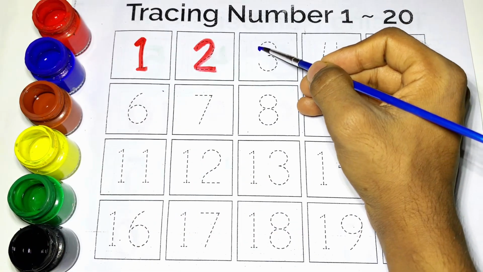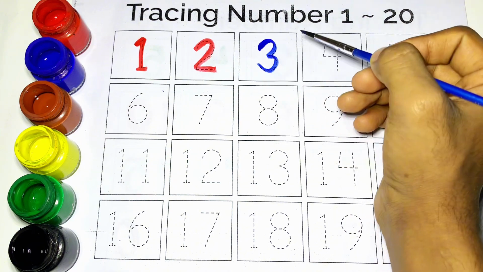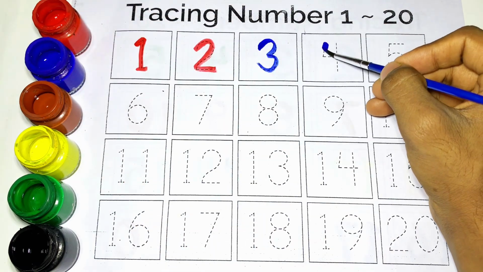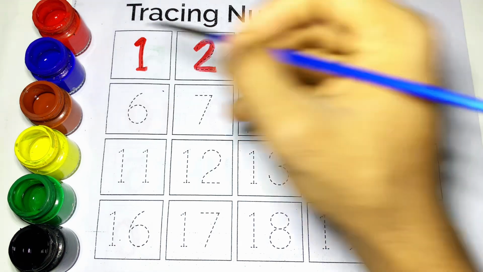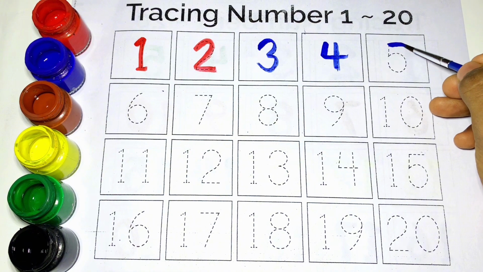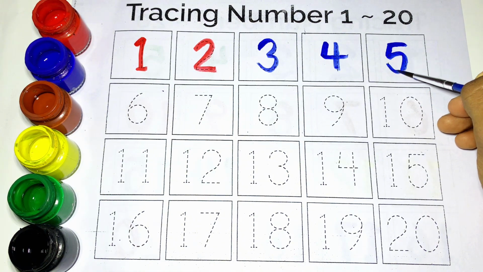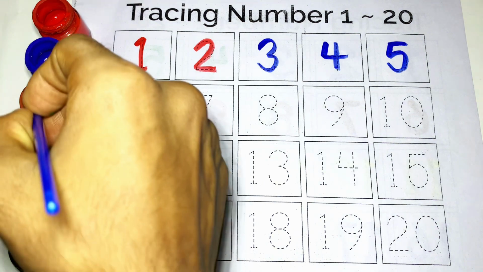T-H-R-E-E, 3. Kids, again use blue color and draw 4, the number 4. F-O-U-R, 4. Kids, again use blue color and draw 5, the number 5. F-I-V-E, 5. Kids, now draw 6, the number 6, and use brown color.